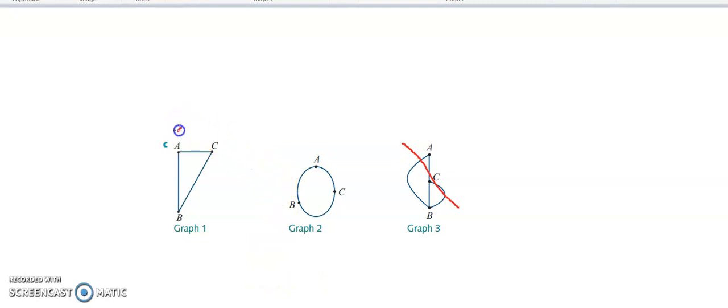I can see each of my vertices has 2 degrees. Likewise in graph 2, it's got 2 degrees. So which means I know that graph 1 and graph 2 are isomorphic graphs.